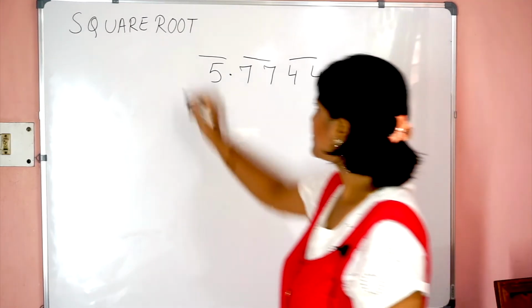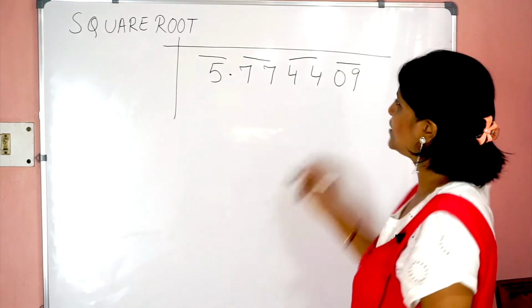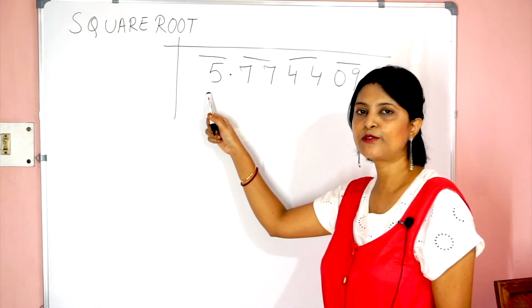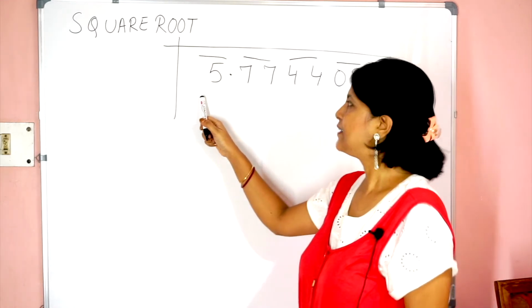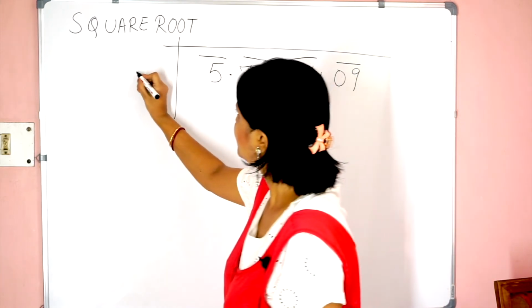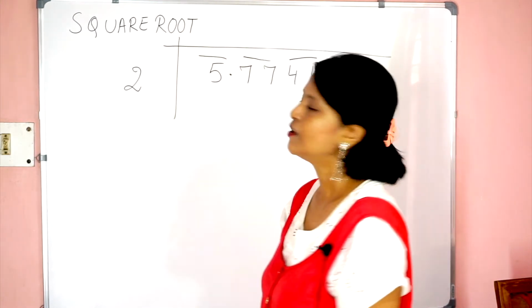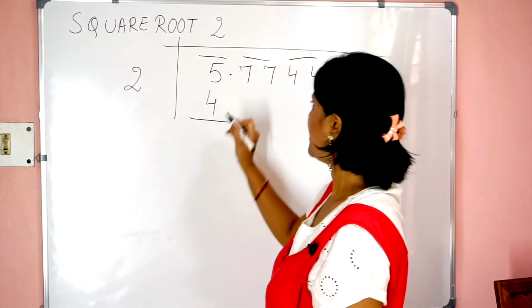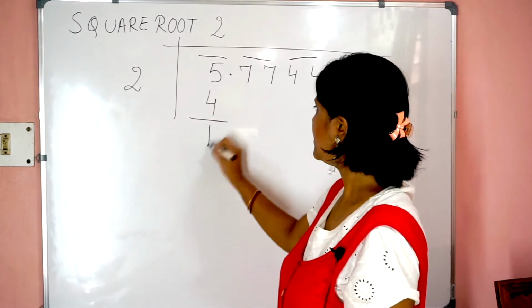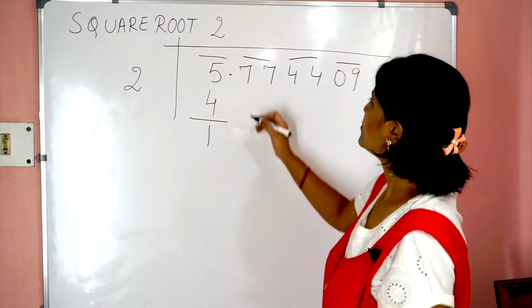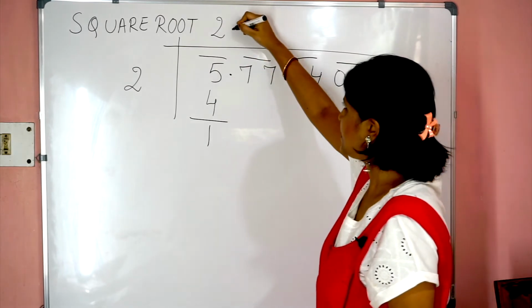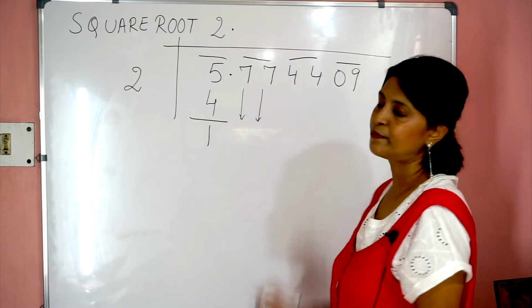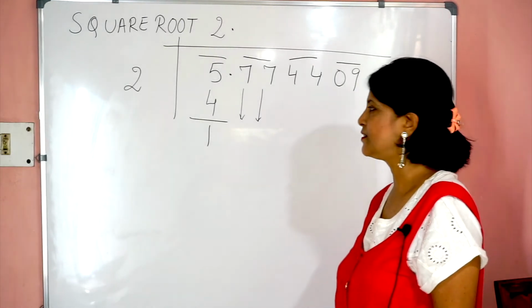Now when we start with the process of division, children, we have to think of a number whose square can give me either 5 or a value close to 5. So let us take 2. So 2 square can give me 4, and when I subtract it gives me 1, right? So there is a decimal now, so put a decimal sign here and bring down the first pair of digits after the decimal, that is 7 and 7.